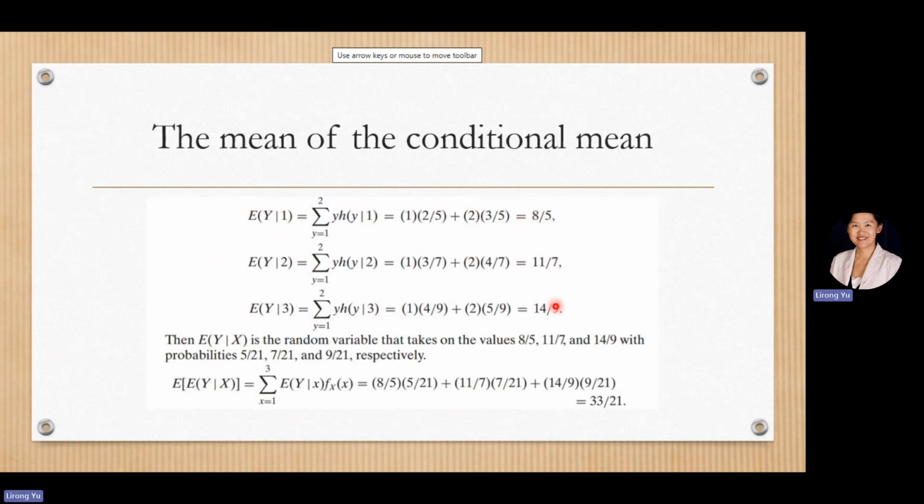However, if you take these three and weight them by the distribution of x again, the overall marginal distribution for x, where x equal to 1, 2, 3 have those probabilities, and then we multiply these, we get 33 over 21, which is equal to the expectation of y. So what we want to get from here, in an actual numerical setting, is that the mean of the conditional mean is the mean of the variable. I wonder if that makes sense.